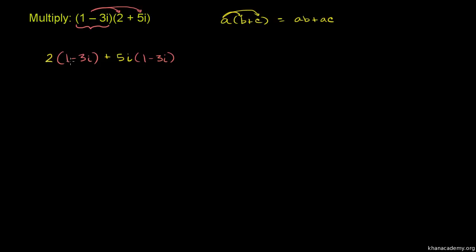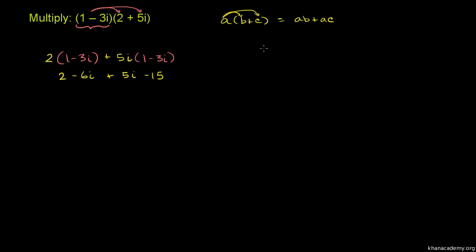I have a 2 now times 1 minus 3i. I can distribute it. 2 times 1 is 2. 2 times negative 3i is negative 6i. And over here, I'll do it again. 5i times 1 is plus 5i. And then 5i times negative 3i. So let's be careful here. 5 times negative 3 is negative 15, and then I have an i times an i.